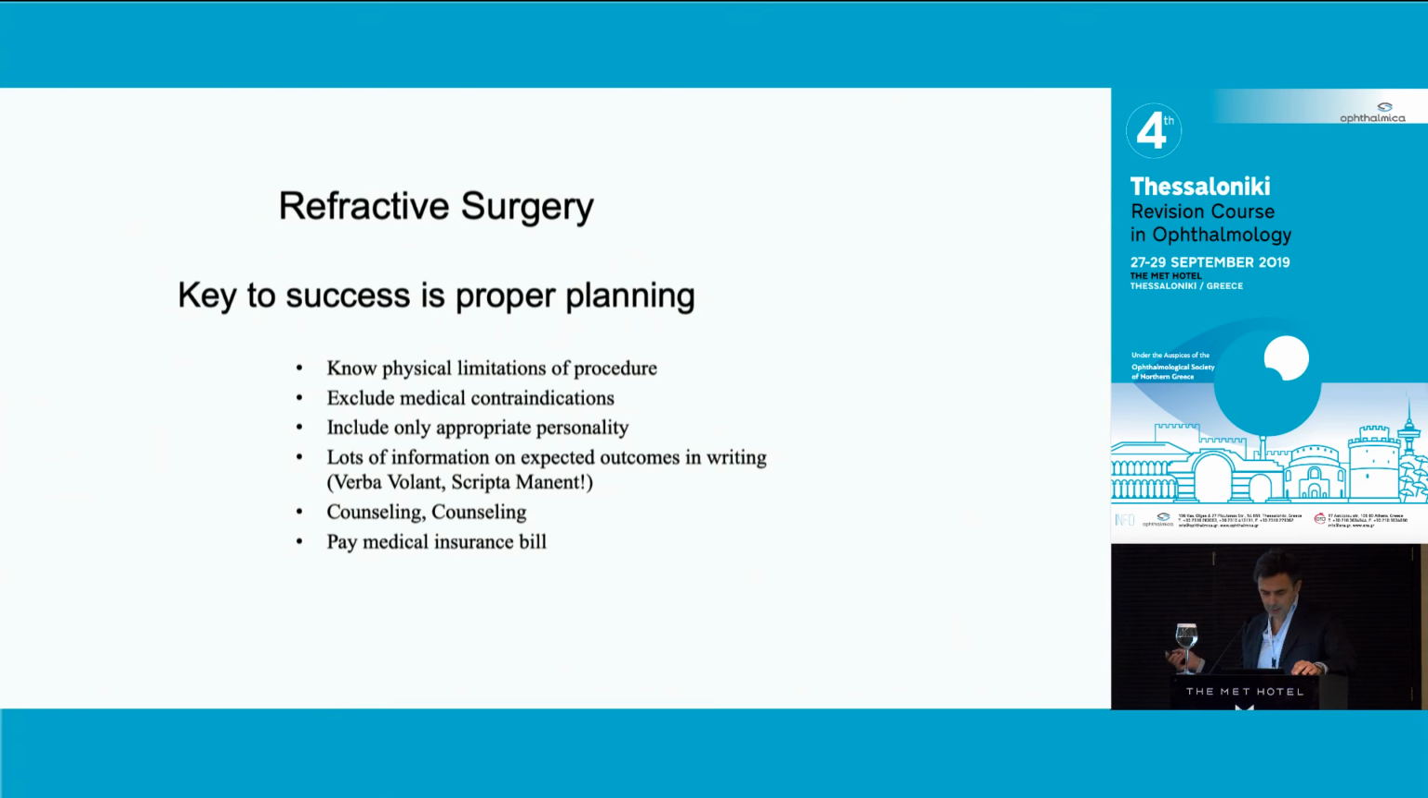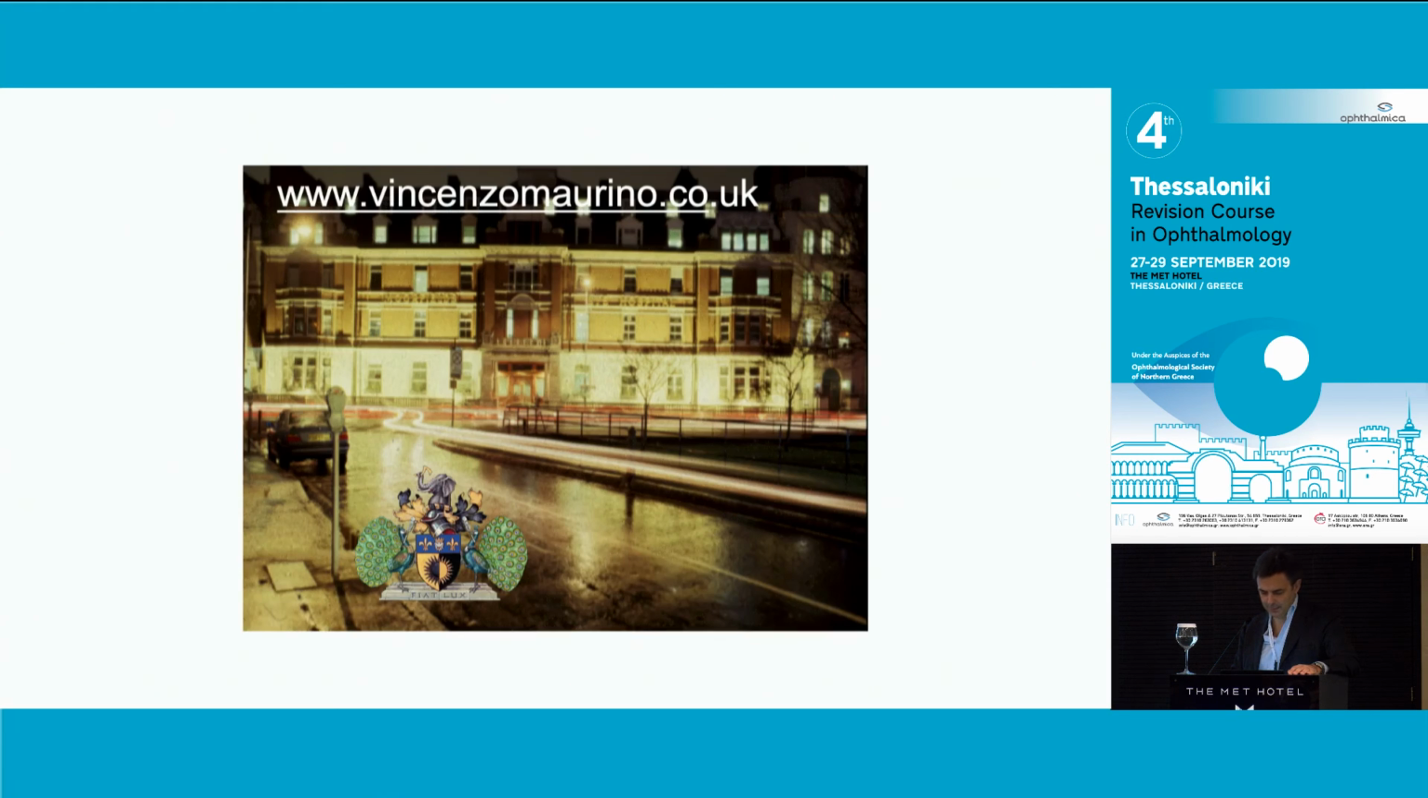Exclude medical contraindications, but these are easy because now we've got all the instruments, all the tools like the Pentacam, etc., to make sure that we do not choose patients who are not really suitable physically, and be aware of the funny personality. Don't be afraid of asking patients, are you hypercritical? Yes, oh God, perhaps you're not a very good candidate for laser vision correction. Lots of information, counseling, and most important, at least in the UK, pay your medical insurance bills, so you are always nice and safe. Thank you very much.